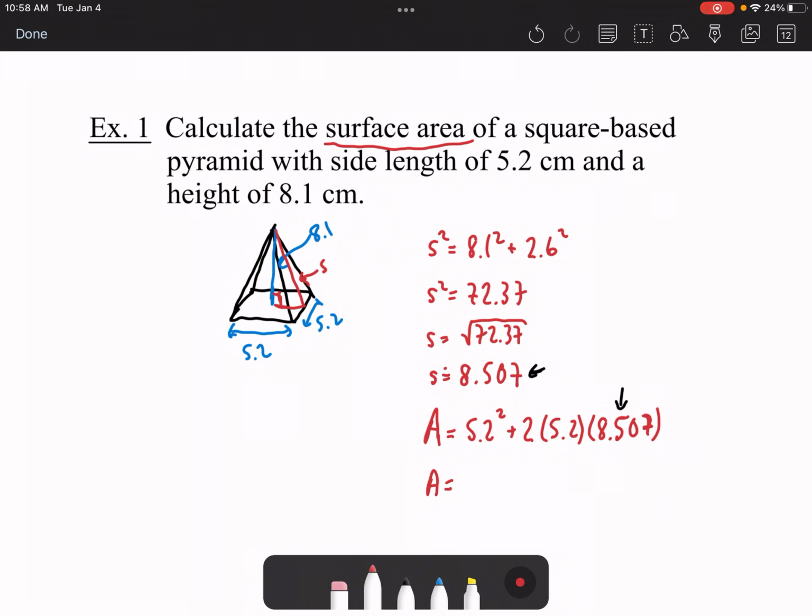Calculate your expression, and we get 115.513 approximately, and this is area, so centimeters squared. And there we go. There's our surface area. Let's take a look at another example.